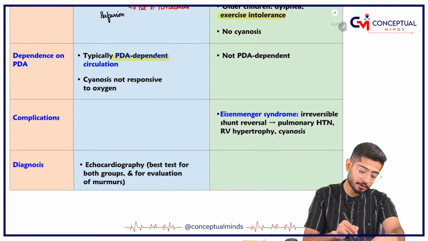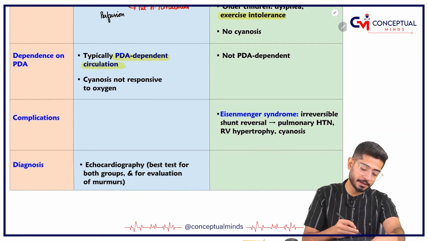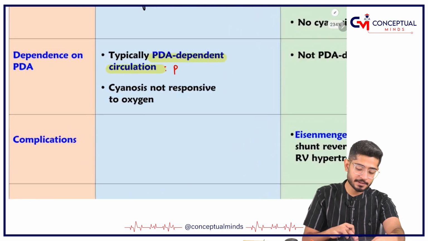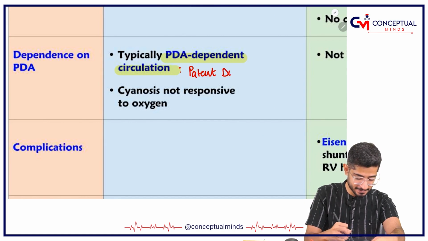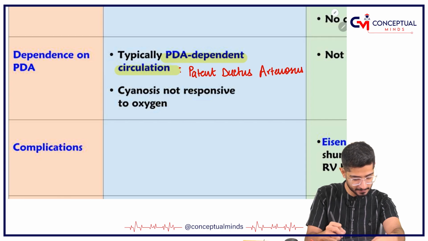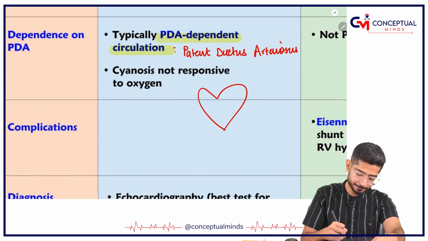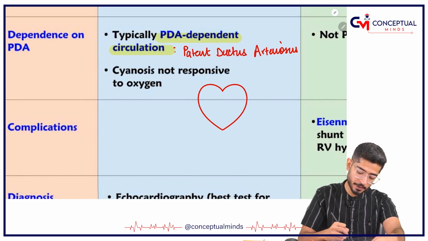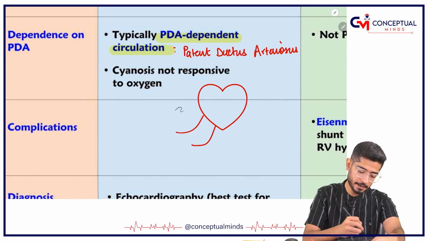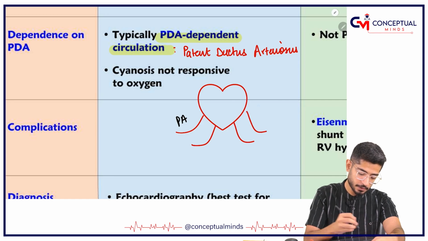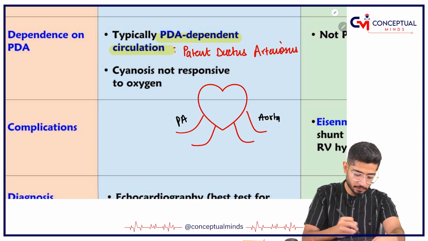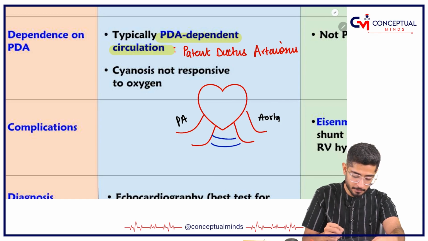Now, cyanotic heart diseases are PDA dependent. What is PDA? It is not public display. It is the patent ductus arteriosus. So what is patent ductus arteriosus? See, this is the heart, and this is the pulmonary artery and this is the aorta. So there is an embryological connection between the two. Why?